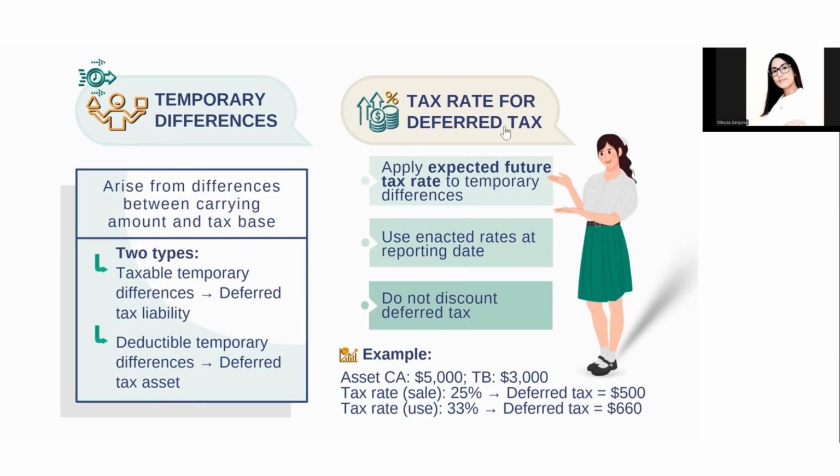When you calculate the deferred tax, you should apply the expected future tax rate to temporary differences. Let's say now you are preparing financial statements for 31st of December 2024, and the income tax rate was 15%, but they already announced 16% for next year. Then you should apply 16%. Use enacted rates at the reporting date. Do not discount deferred tax.